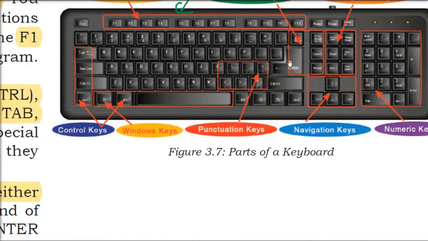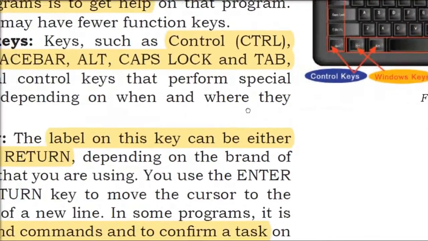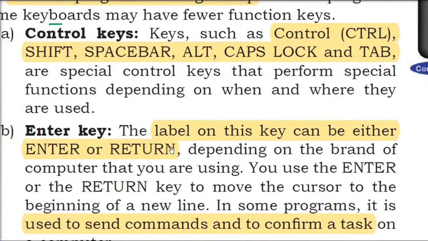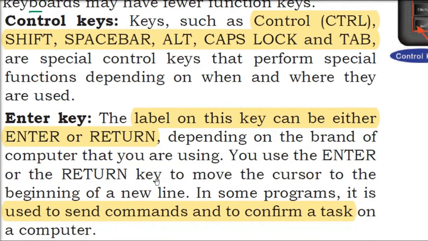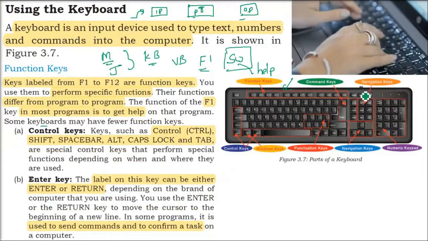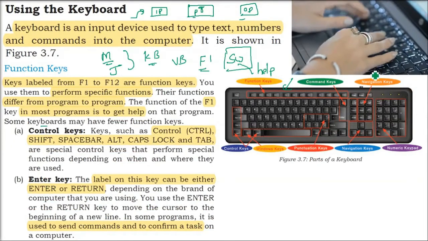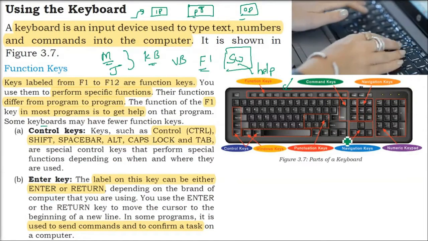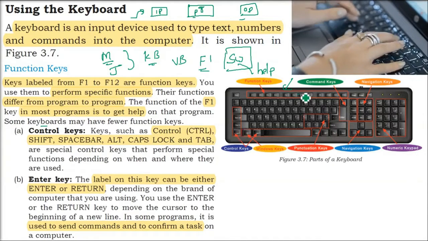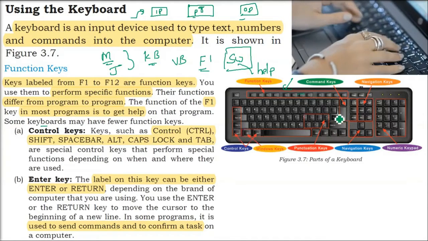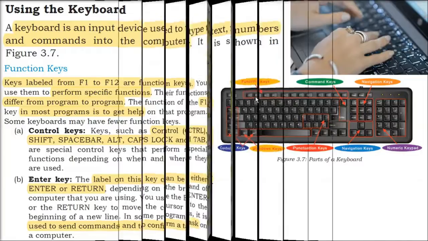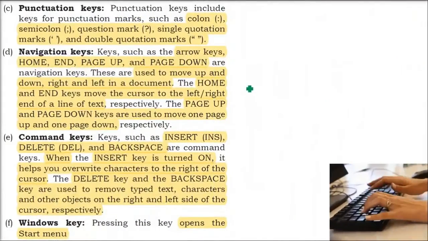Now you have another set of keys. You see here the Enter key. This is also a big key. It is L shaped. So this is the Enter key. The label on this key can be either Enter or Return. Basically it was called carriage return earlier. That is why this is Return. So this is used to send commands and to confirm a task. This also depends on what application you are working in. So most of the time you are saying yes to something.